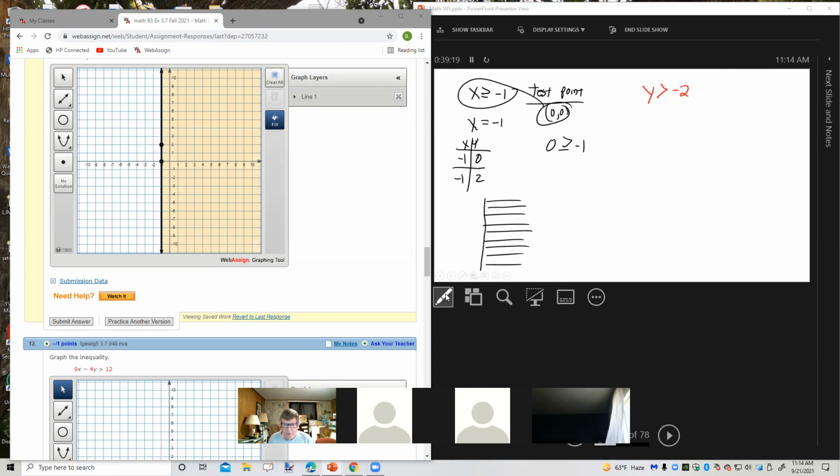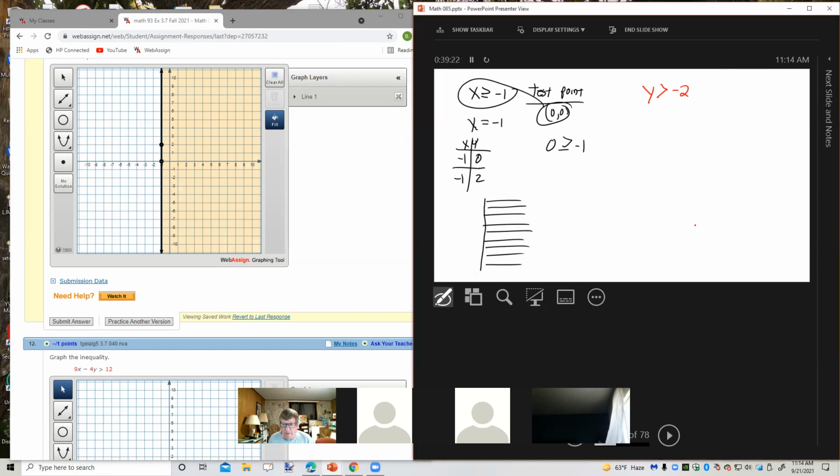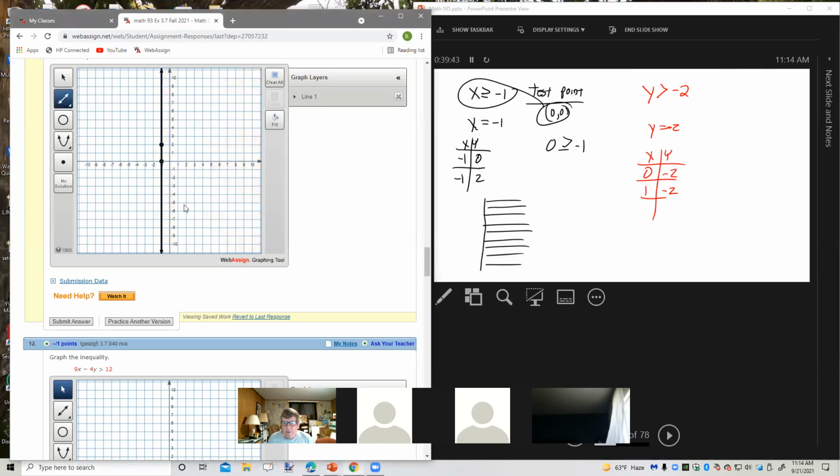Okay. Let's go to the red inequality. So y equals -2. That's going to be a horizontal line, and y is going to be -2 no matter what x is. So x could be anything I want it to be. 0, -2, and 1, -2. That's going to be a dashed line because it doesn't include equals to.